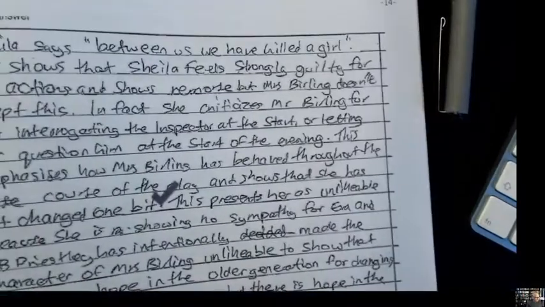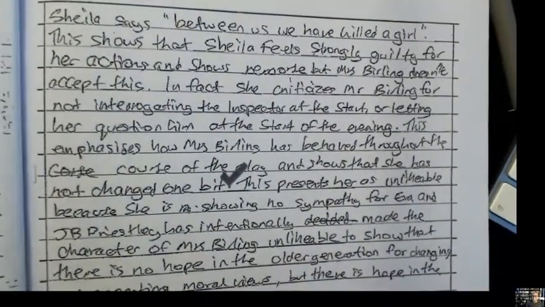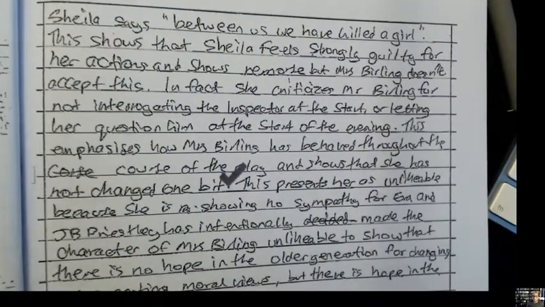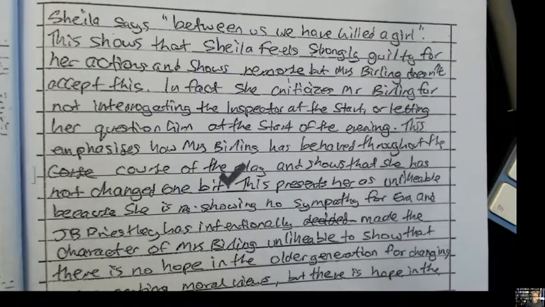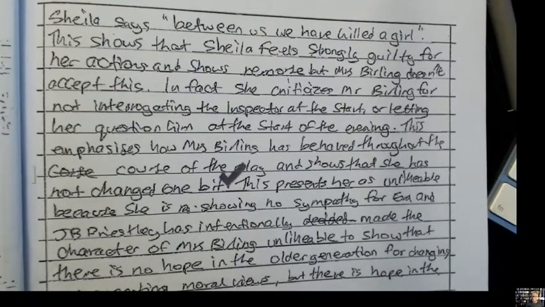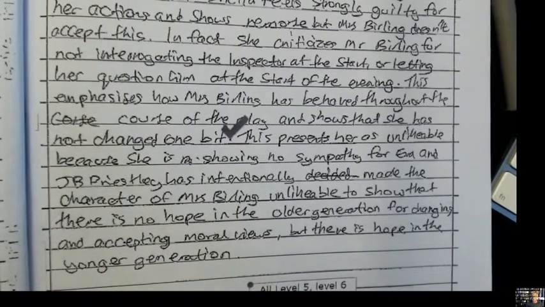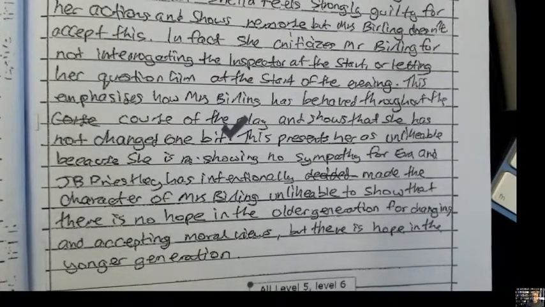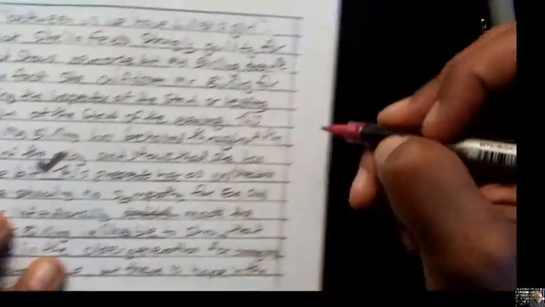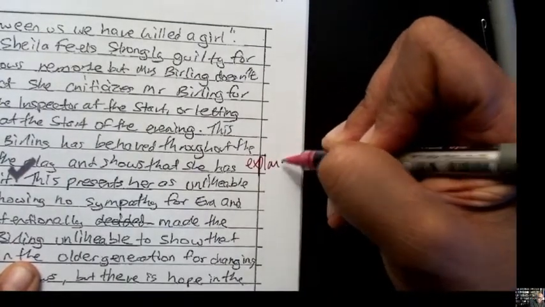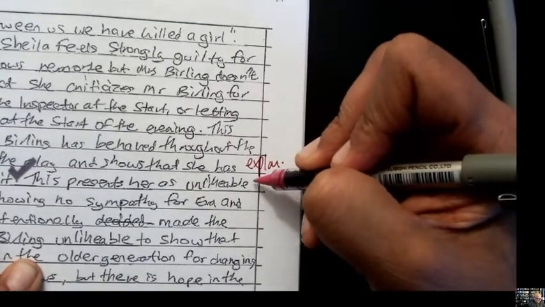Good. This is evident when Sheila says, "Between us we have killed a girl." This shows that Sheila feels strongly guilty for her actions and shows remorse, but Mrs. Birling doesn't accept this. In fact, she criticizes Sheila for not interrogating the inspector from the start or letting her question him at the start of the evening. This emphasizes how Mrs. Birling has behaved throughout the course of the play and shows that she has not changed one bit. Here we have explanation, approaching, evaluation.